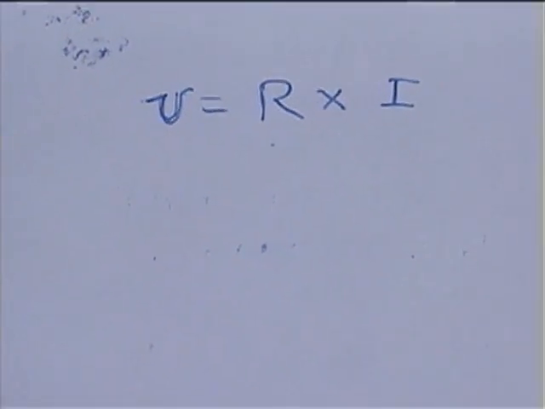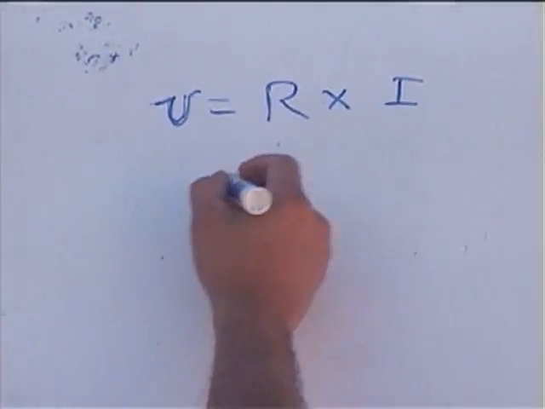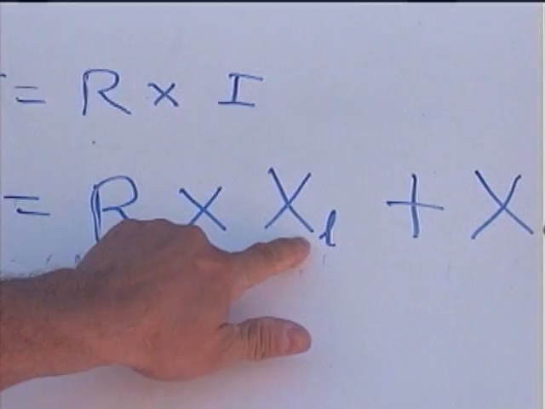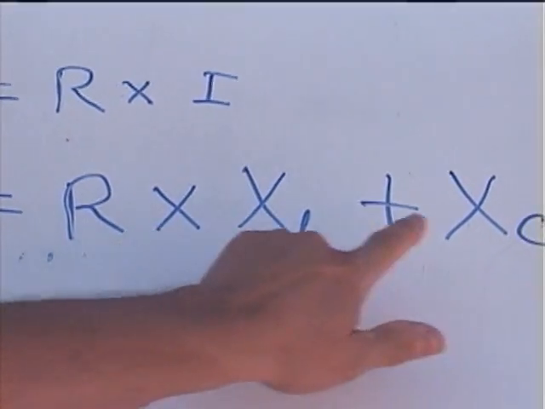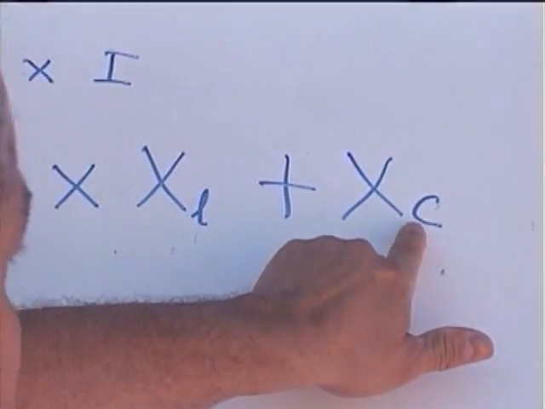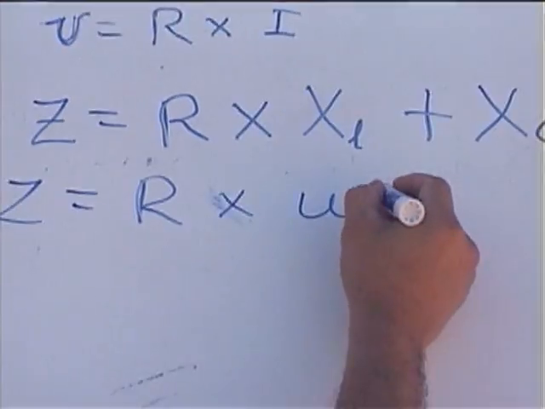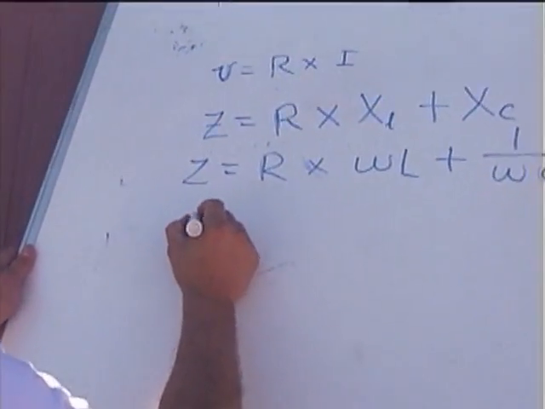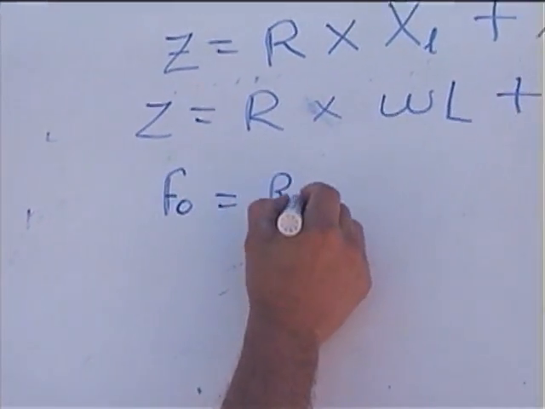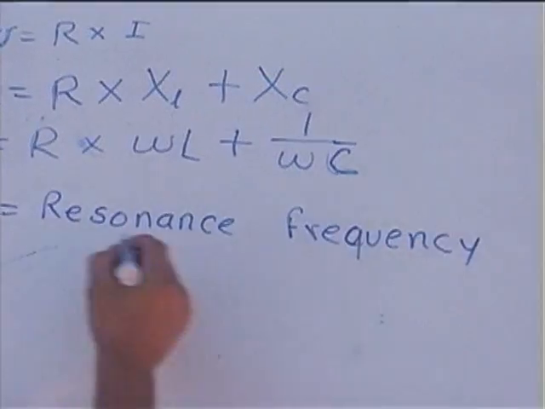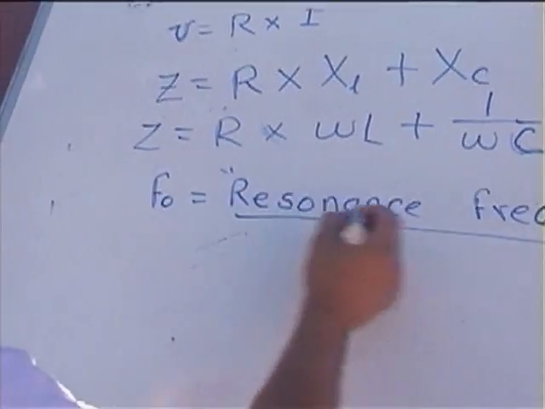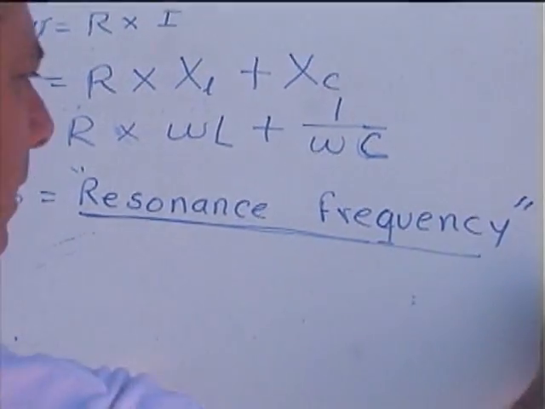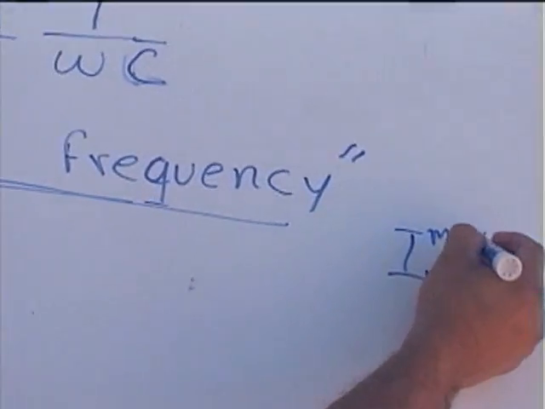When we have a resistance, coil, and capacitor, we have to find the max. XL is the reactance for the coil, and XC is the reactance for the capacitor. We're looking for the resonant frequency, because in this position, at resonance, the current is maximum.